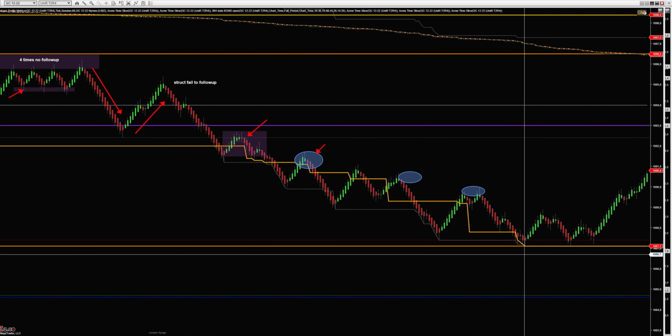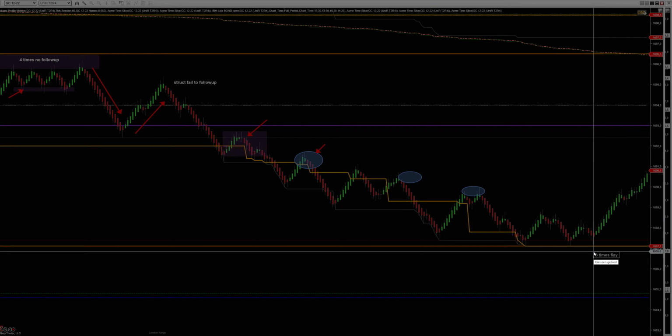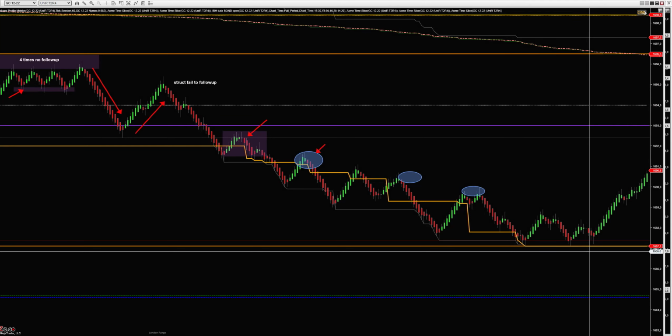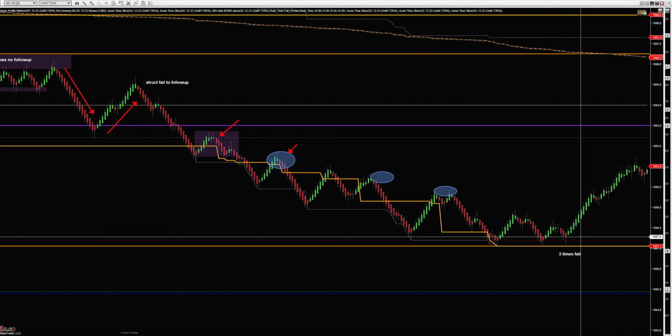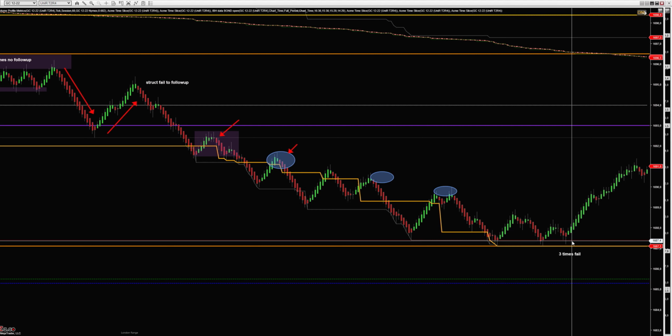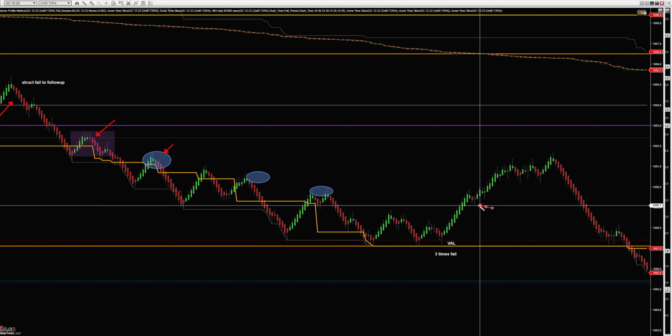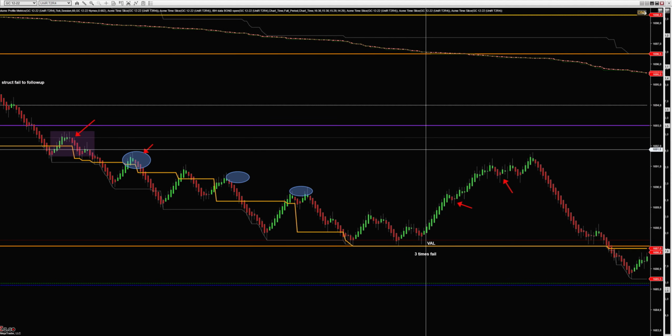And then we see 1 time, 2 times, 3 times fail. Damn it. 3 times fail to move lower, rejecting the value area low, this golden line. So from here on, you might look for longs. Scalp here, but overall pressure is still to the downside.